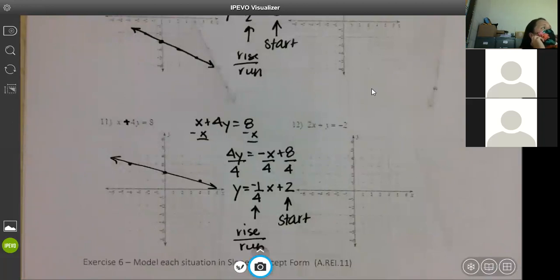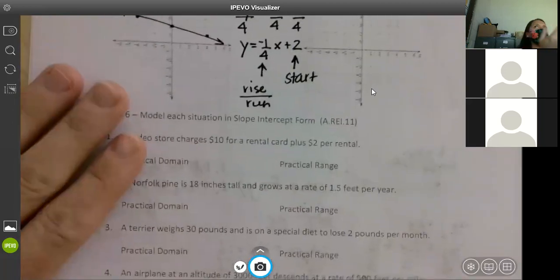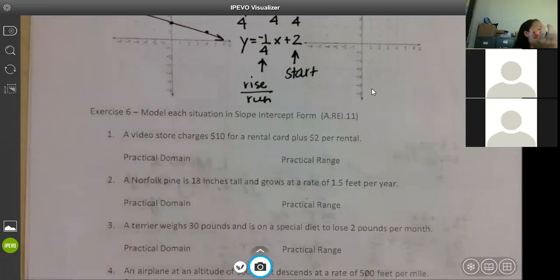So if I'm buying shirts, what's the least amount of shirts that I can buy? Is it 1? 0. I don't have to buy any shirts, right? Can I buy -1 shirts? -10 shirts? But if I graph that equation, you'll see that it keeps going. But what we have is a practical domain. So that's what this is talking about down here: with a practical domain, you have to put it in context of the problem. So it says a video store charges $10 for a rental card plus $2 per rental.